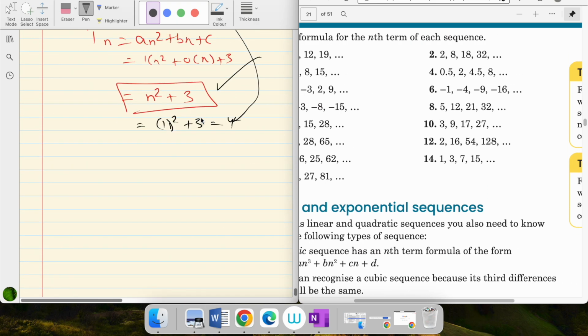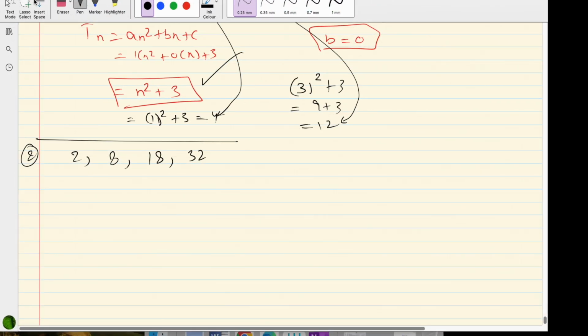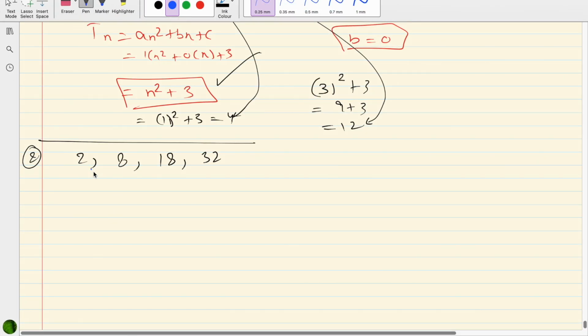Second. Question number 2 says 2, 8, 18, 32. 2 and 8, difference is 6. 8 and 18, 10. 32 and 18 is 14. First difference done. Second difference, 4, 4.